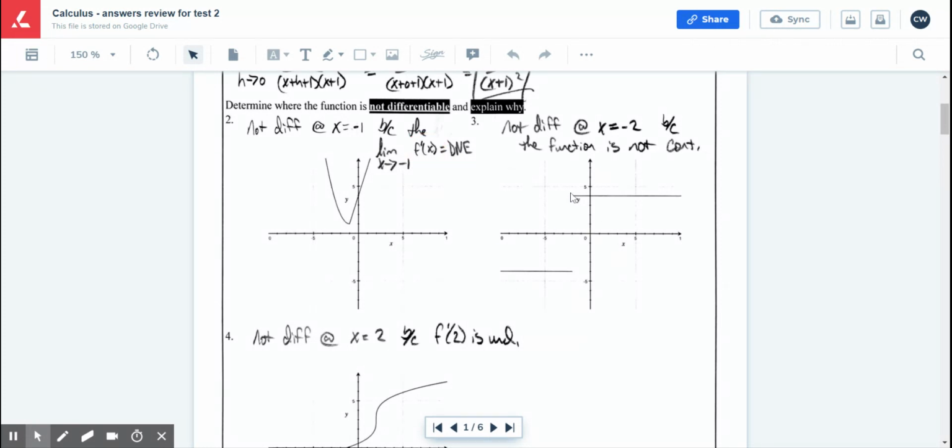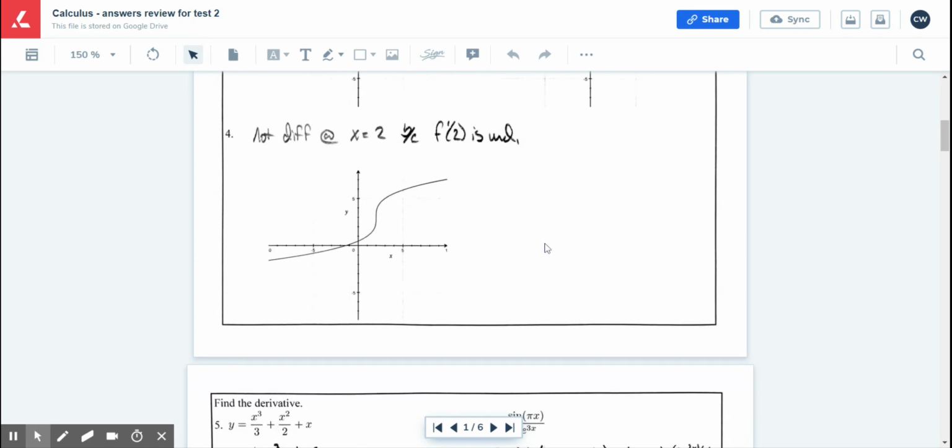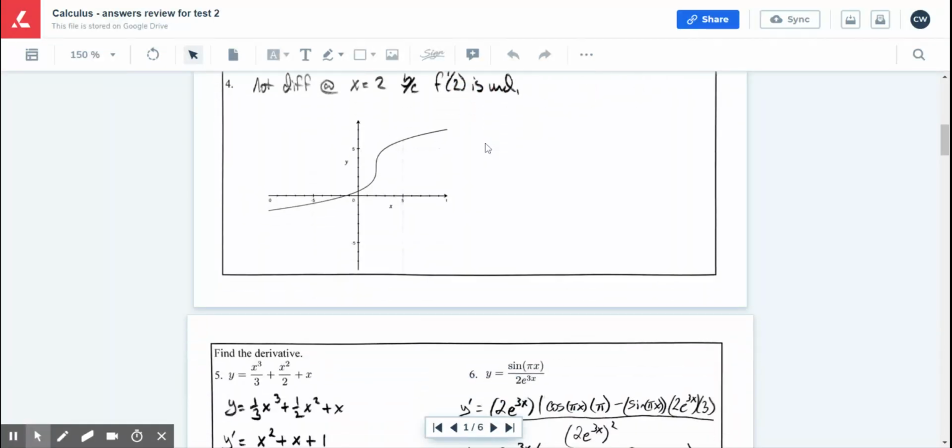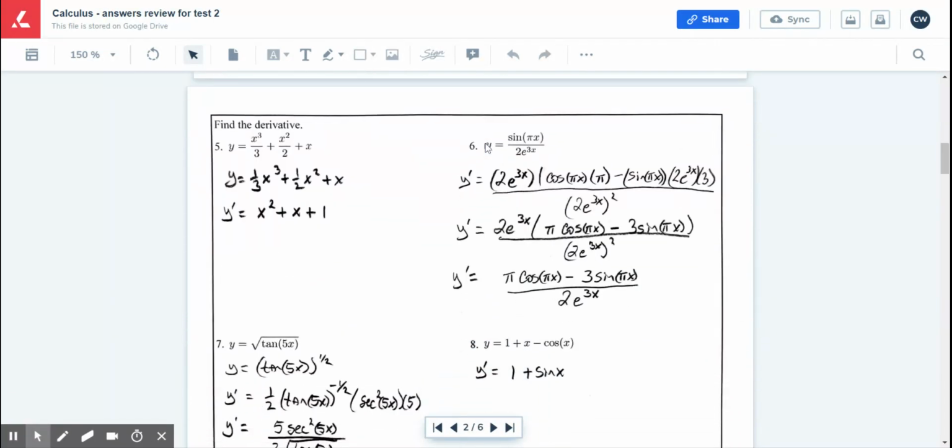On number 3, we have a continuity issue, so that means we're not differentiable because we're not continuous. Number 4, we've got a vertical tangent line right here, and when we have a vertical tangent line, then that means our reasoning is my derivative is undefined. Number 5, we did in class.